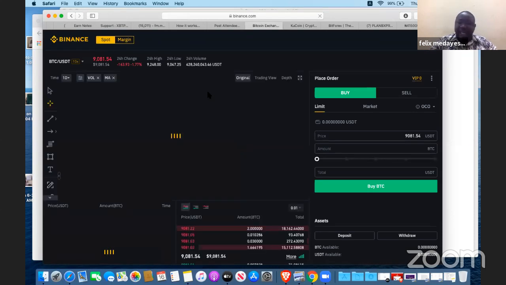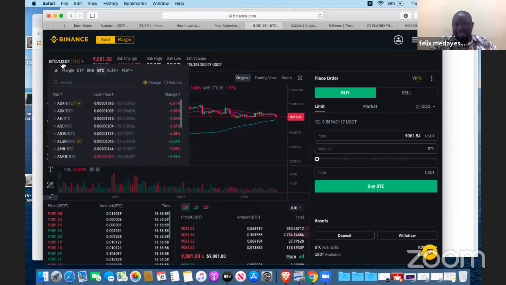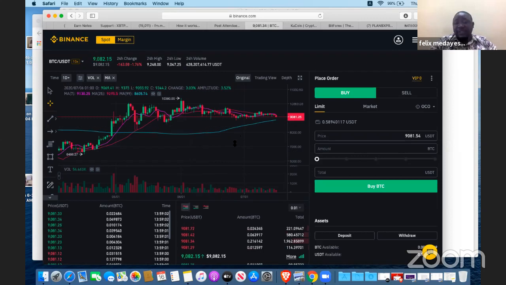Step 1, click on spot. Step 2, click on advance. Then step 3, locate the currency pair, BTC USDT. By default, that's what comes up. The first site was not like this. It was simpler than this, but this one is crazy, it's fine.